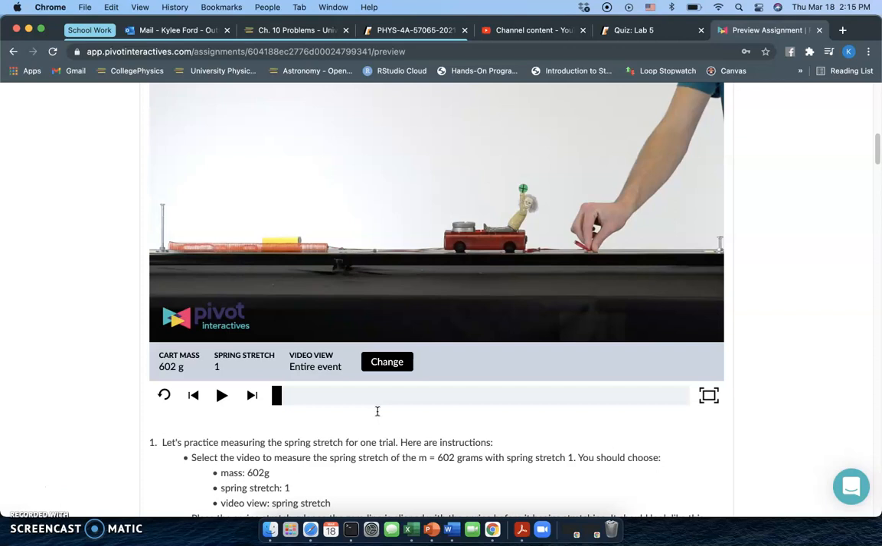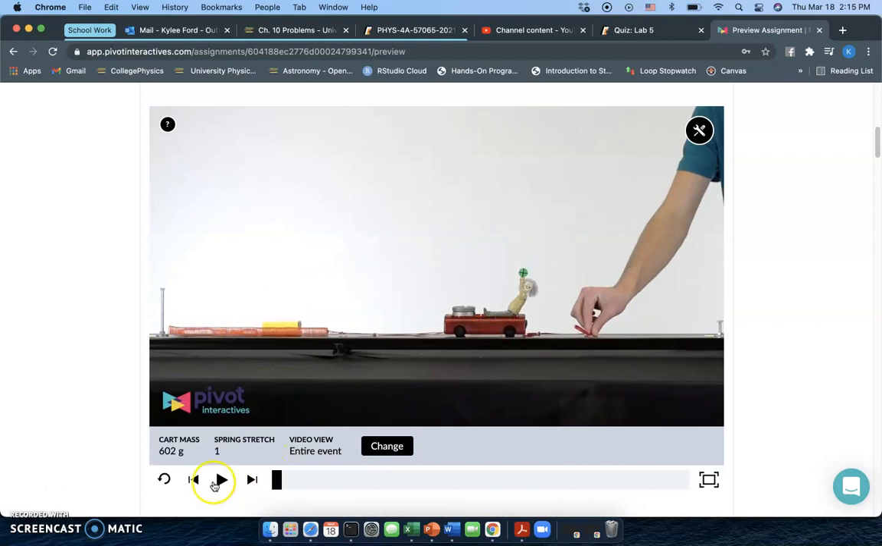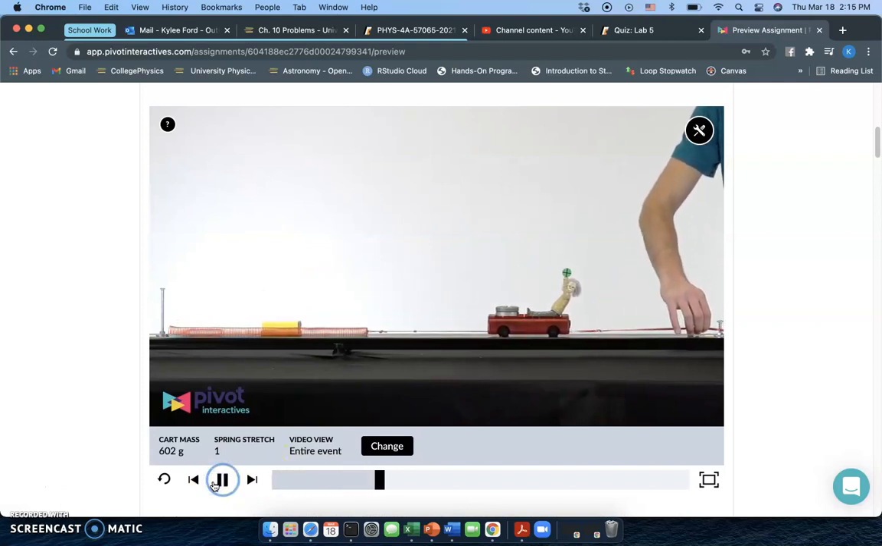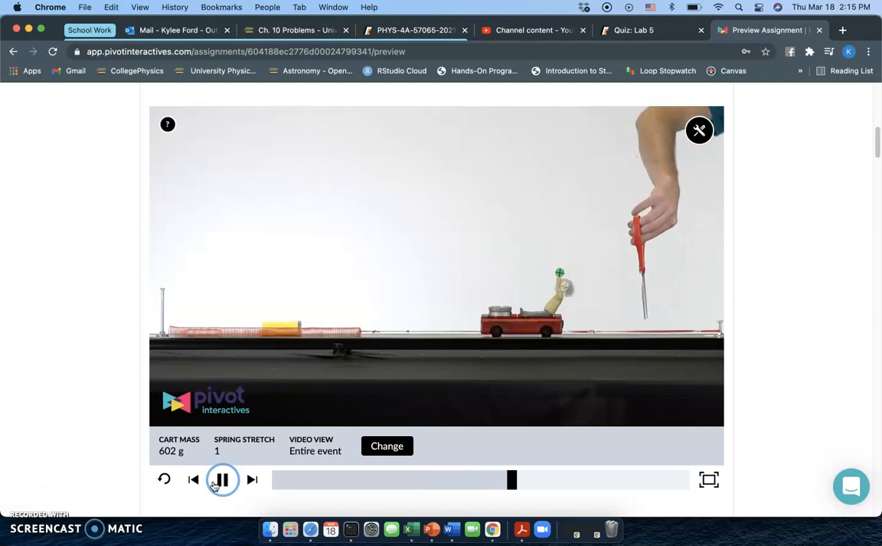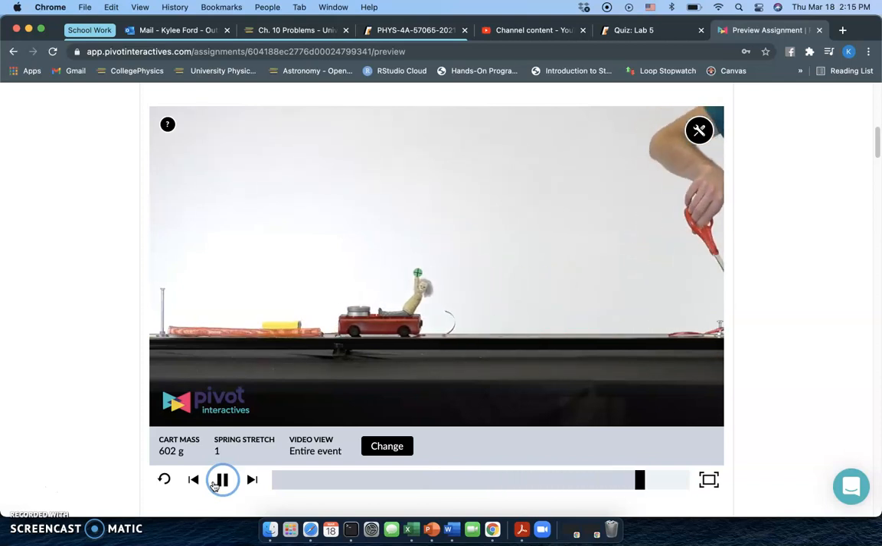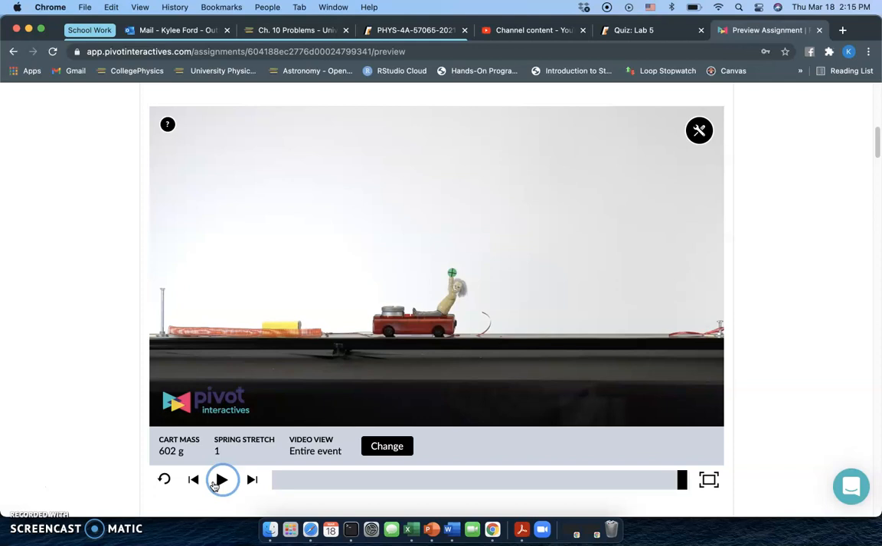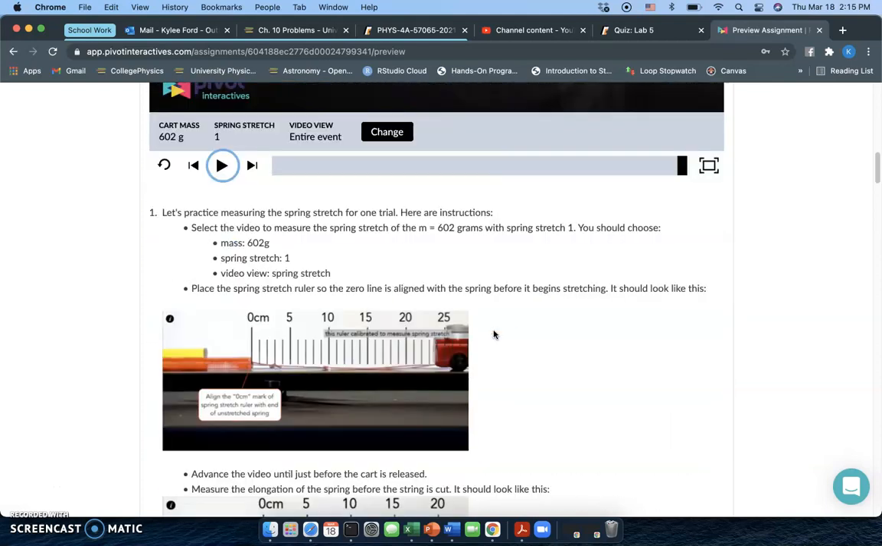First it gets you into the motions of what is going on, how to measure things in your experiment here. I'm going to press play so you can see what is going on. We have a cart pulled back and attached to a spring on the other side, pulled back by a ribbon, and then he cuts the ribbon and lets the cart move. So that's the main idea.